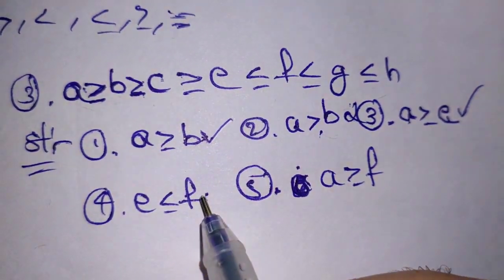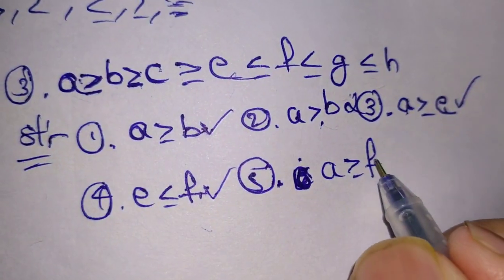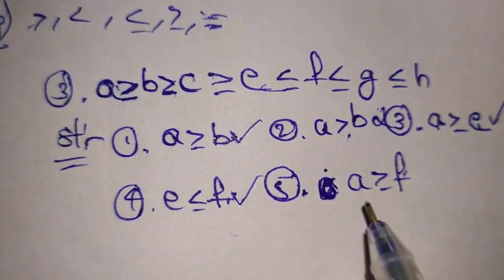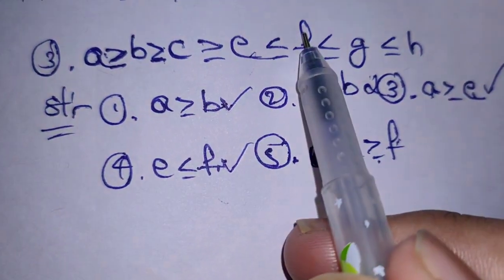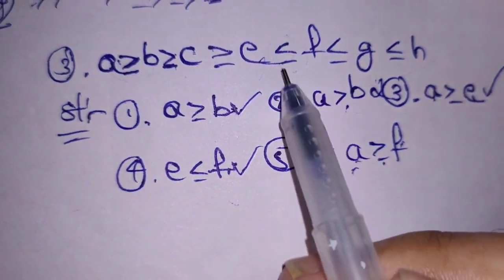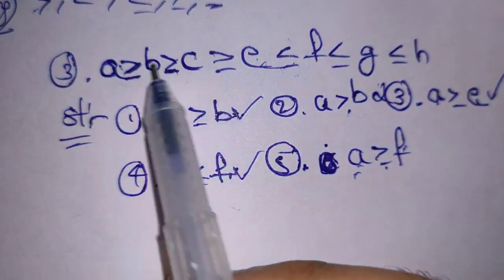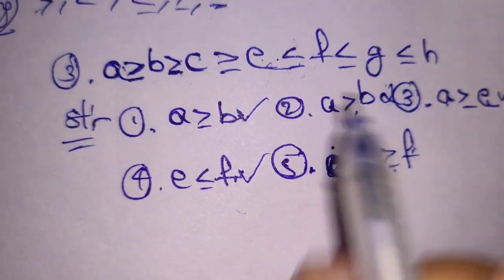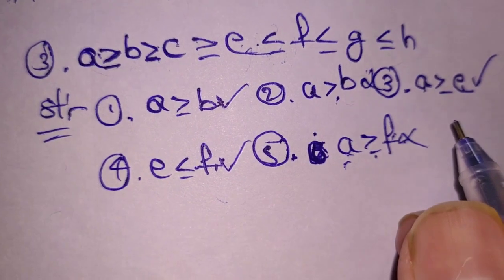We have e is less than or equal to f. You can see that in the question itself a is less than or equal to f. And then here is another statement: a is greater than or equal to f. Here is greater than symbol, here is less than symbol. We don't have any connectivity between a and f, and also the symbols are opposite between a and f, so it is a wrong statement as we discussed in the previous rule.